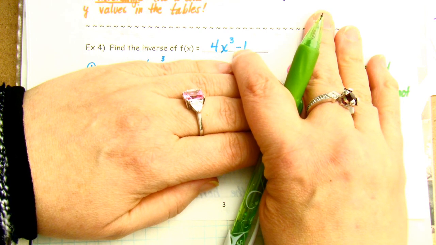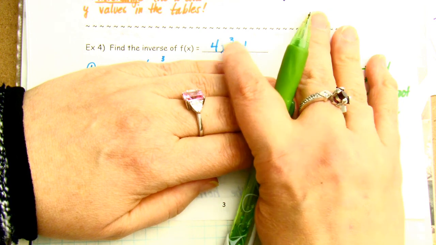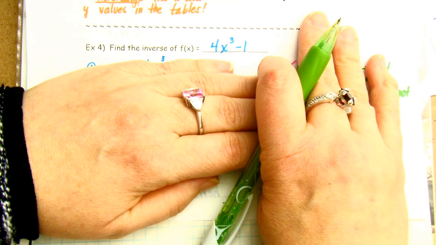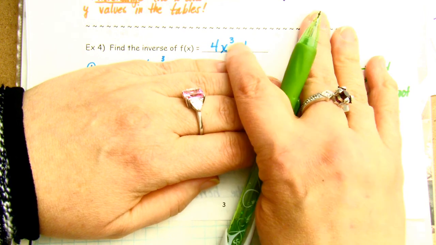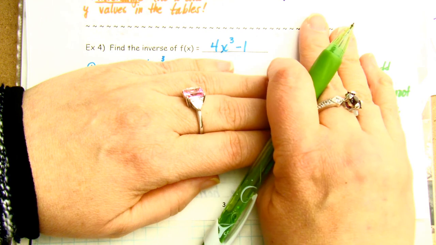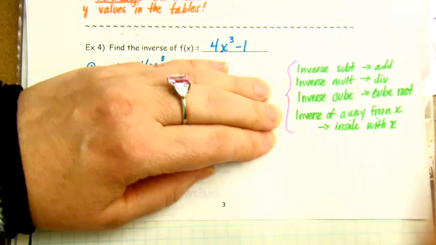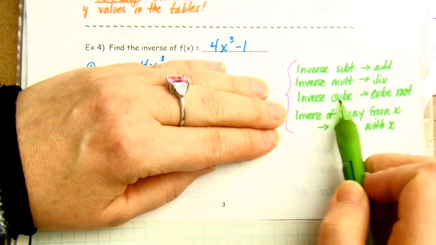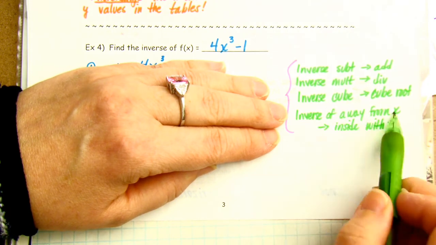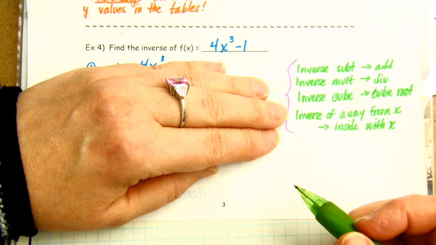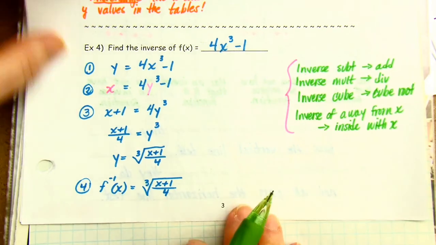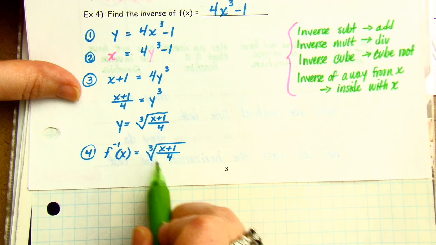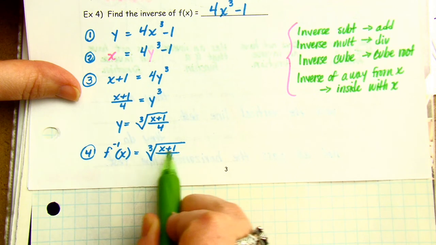The inverse of multiplying x with 4 would be to divide. So I'm thinking 4 is in the denominator. And the inverse of cubing is cube rooting. And so I'm thinking, here, inverse of subtraction is addition, inverse of multiplication is division, inverse of cubing is cube rooting, inverse of away from x is inside with x. So when I look at my final, oh, look at that. The cube root of this fraction, quantity x plus 1 divided by 4.